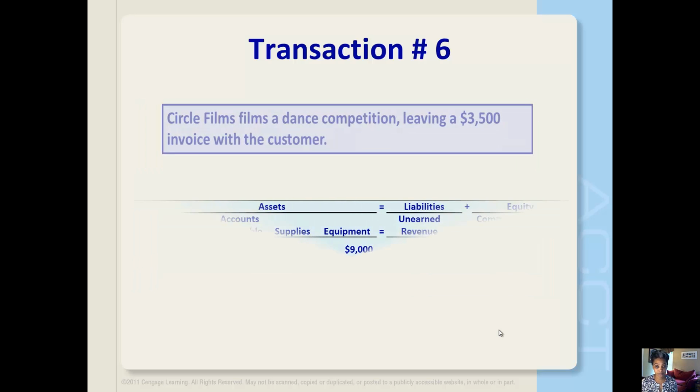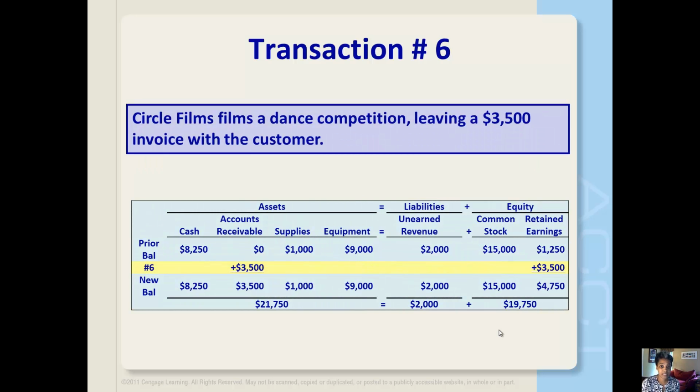In transaction number 6, Circle Films receives no cash at the time of the competition that they filmed. And so as a result, Circle Films now has a receivable from the customer. The customer owes Circle Films $3,500. Therefore, Circle Films assets are increasing because accounts receivable is an asset. And since the receivable is generated by providing a service, Circle Films has additional revenues and therefore more equity. So equity is increasing as well as assets.